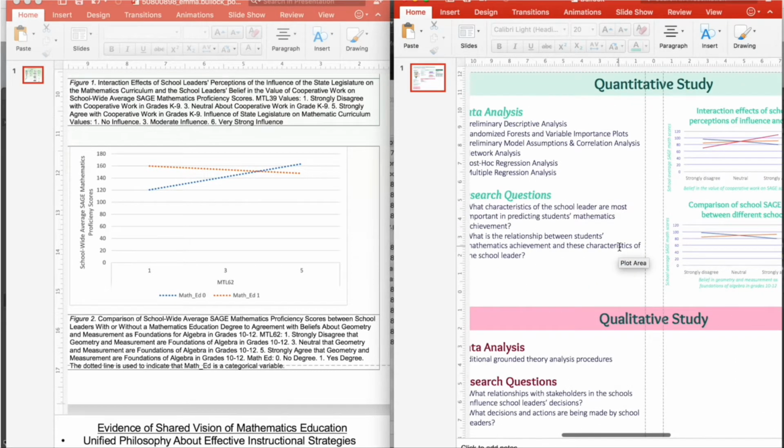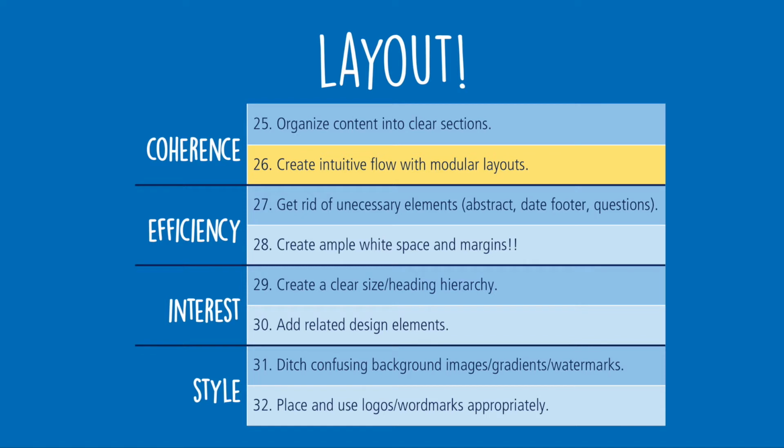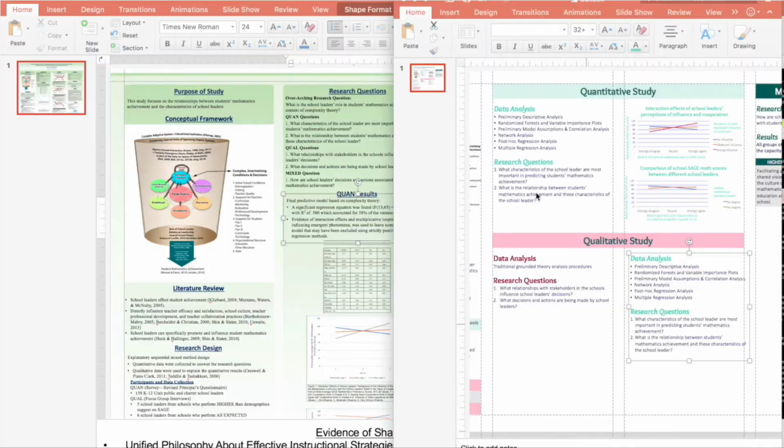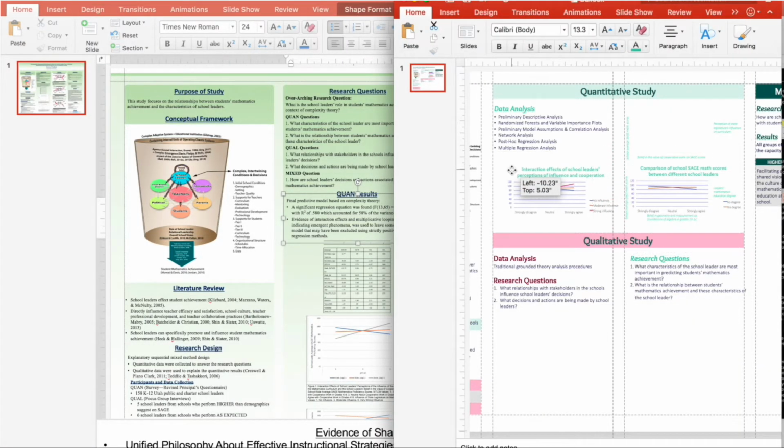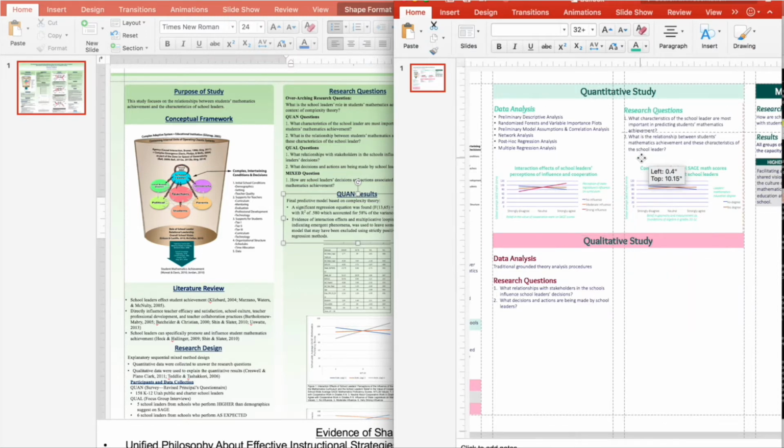Okay, so then creating intuitive flow with modular layouts. I was spending a lot of time. It was really interesting to see those relationship models that Emma had put together. I'm still not sure I gave them enough space, but I tried to make them stand out and make them easy to scroll through all the different pieces of information that are in the qualitative results.